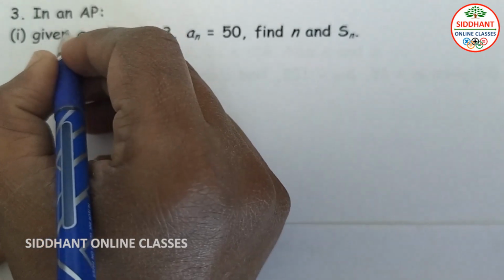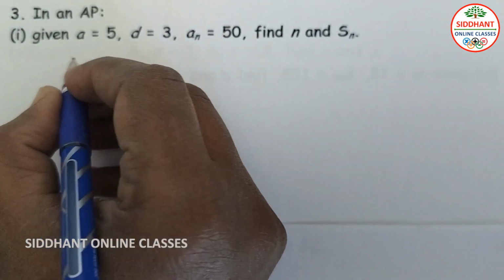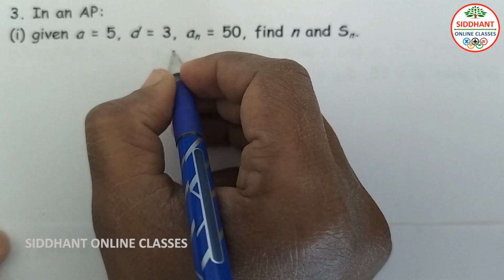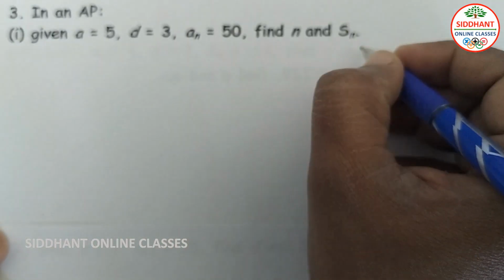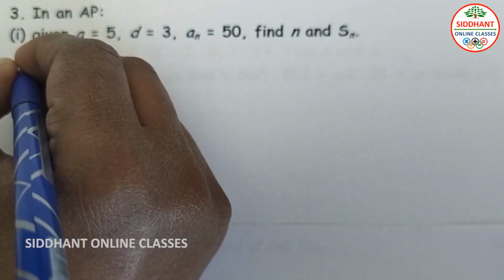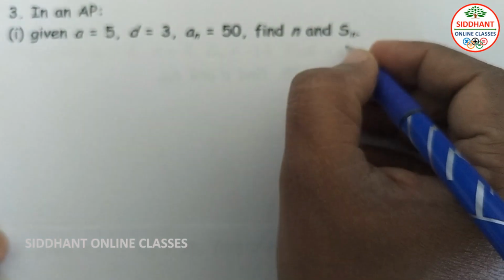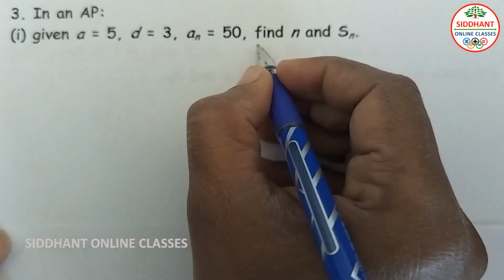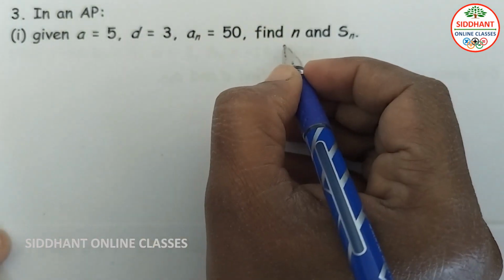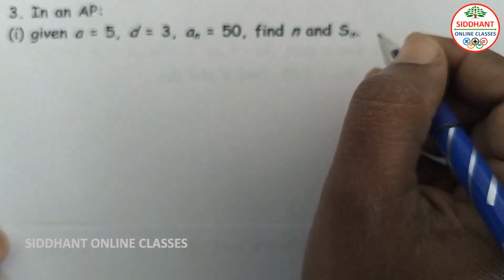Question number 3. In an arithmetic progression, given a equal to 5, d equal to 3, and an equal to 50, find the n value and the sum. So here we are going to find the n value first, then the sum value.